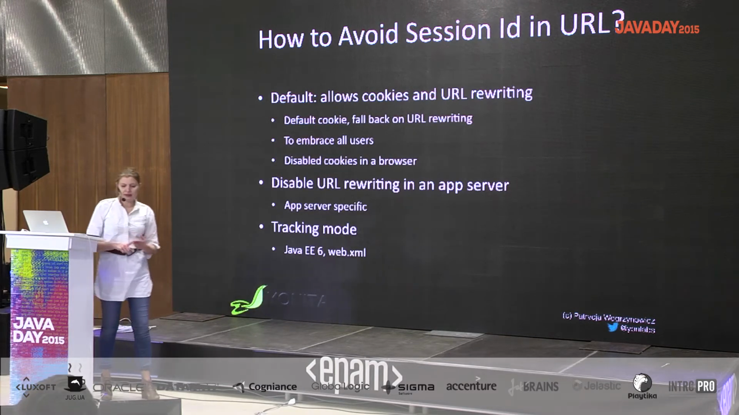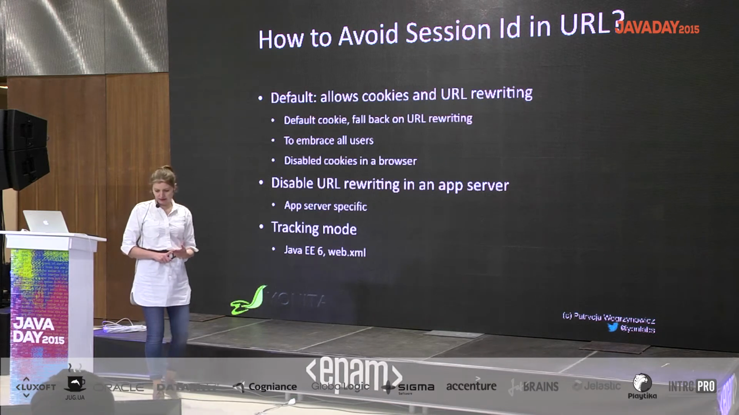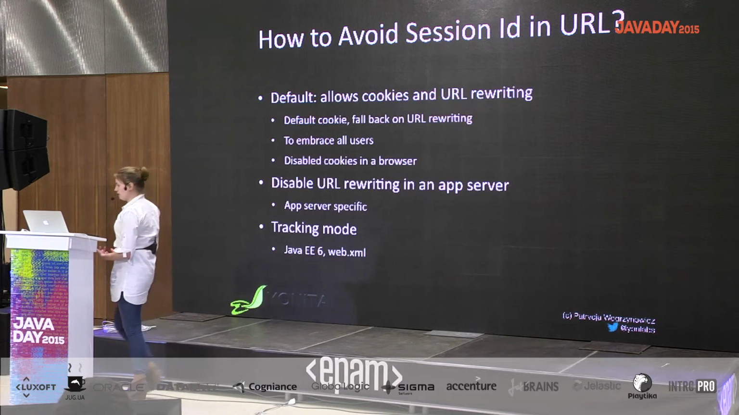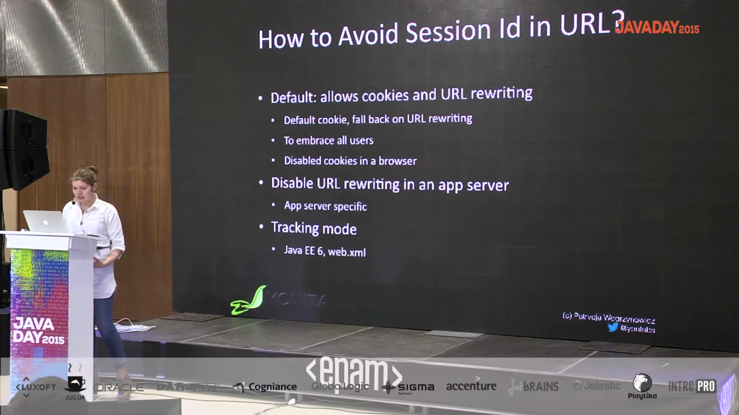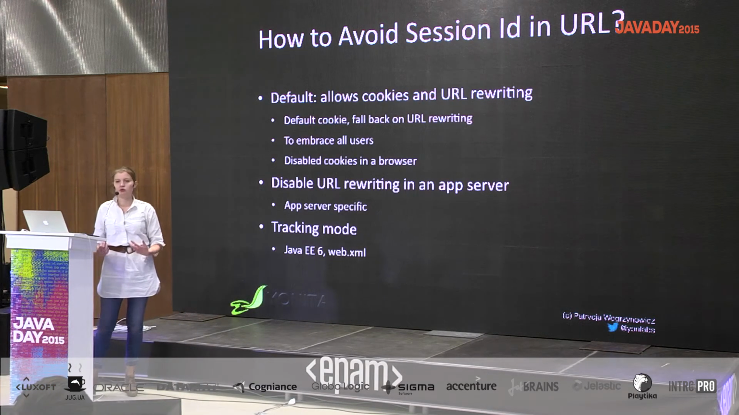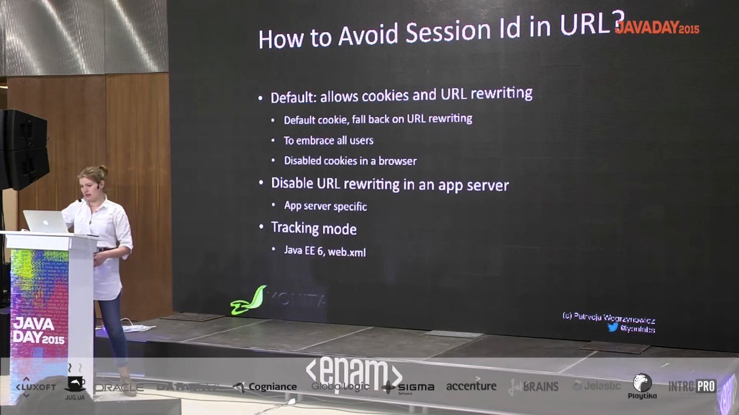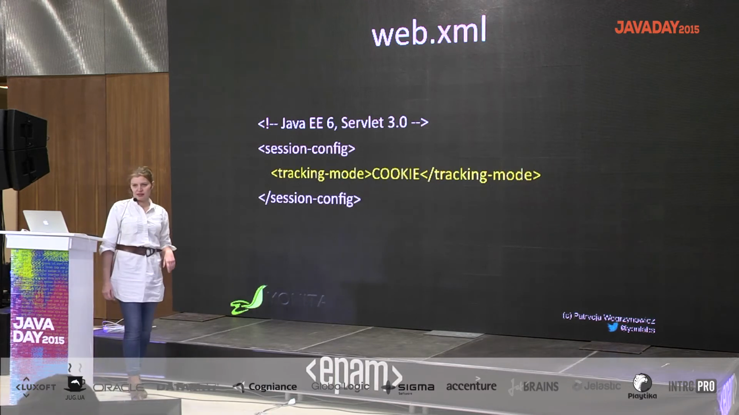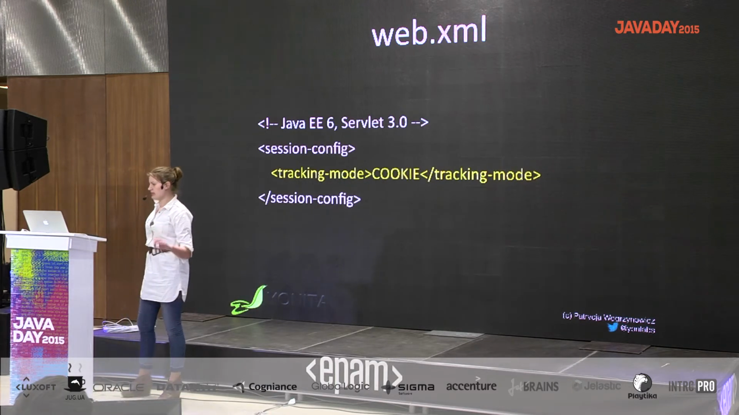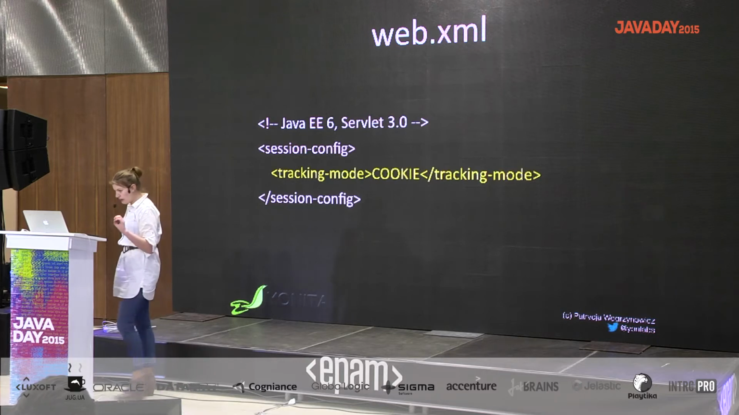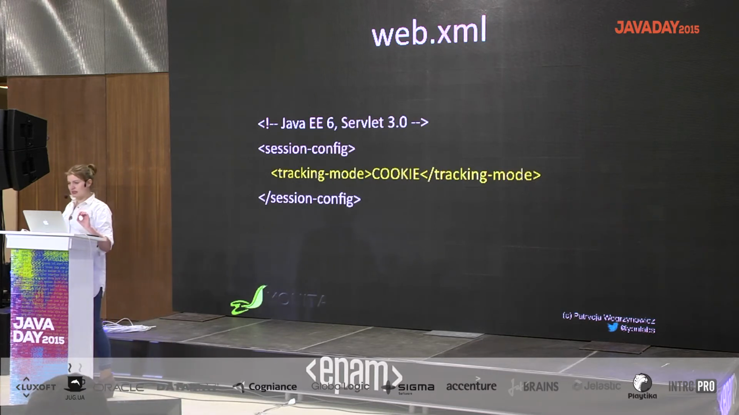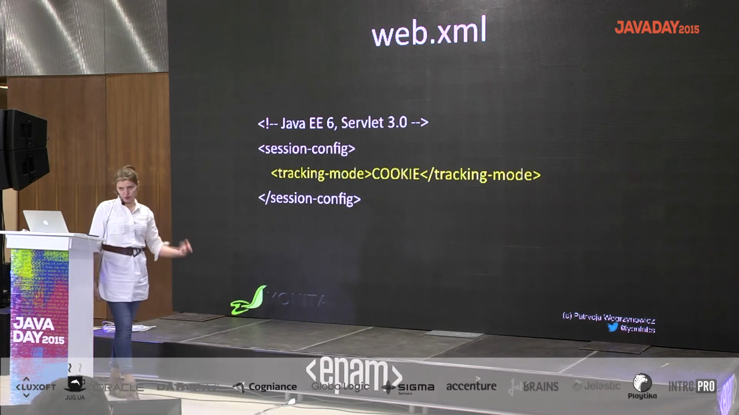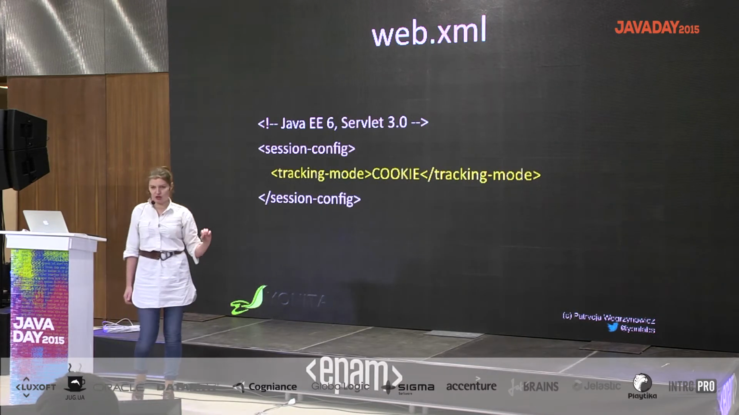So how can we disable URL rewriting in an app server? That can be app server specific. And since Java EE6, we can use tracking mode in web.xml just to disable that. So that's a simple configuration in your web.xml supported from Java EE6 and Servlet 3.0. Tracking mode set to cookies explicitly allows only for cookie managed session IDs.